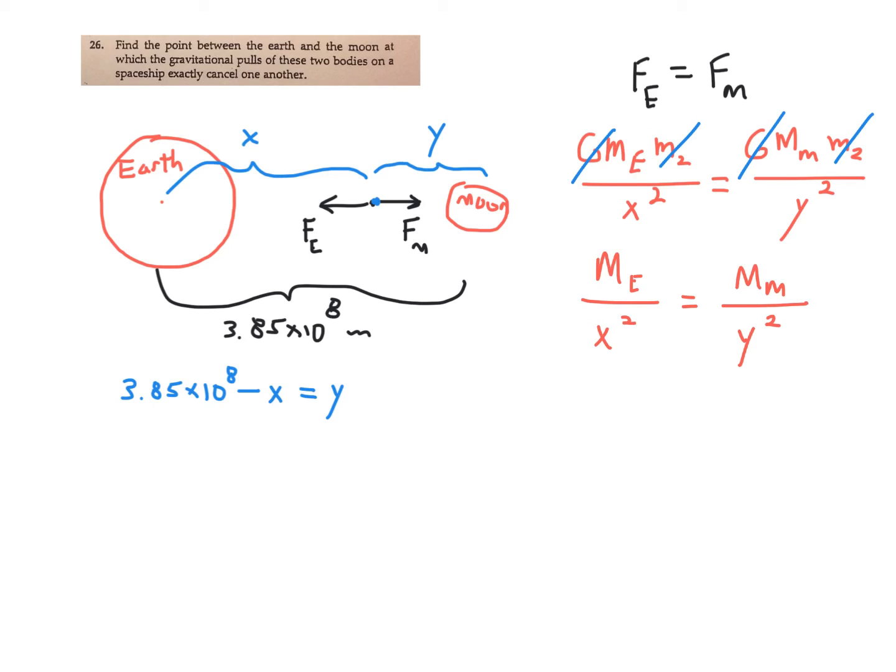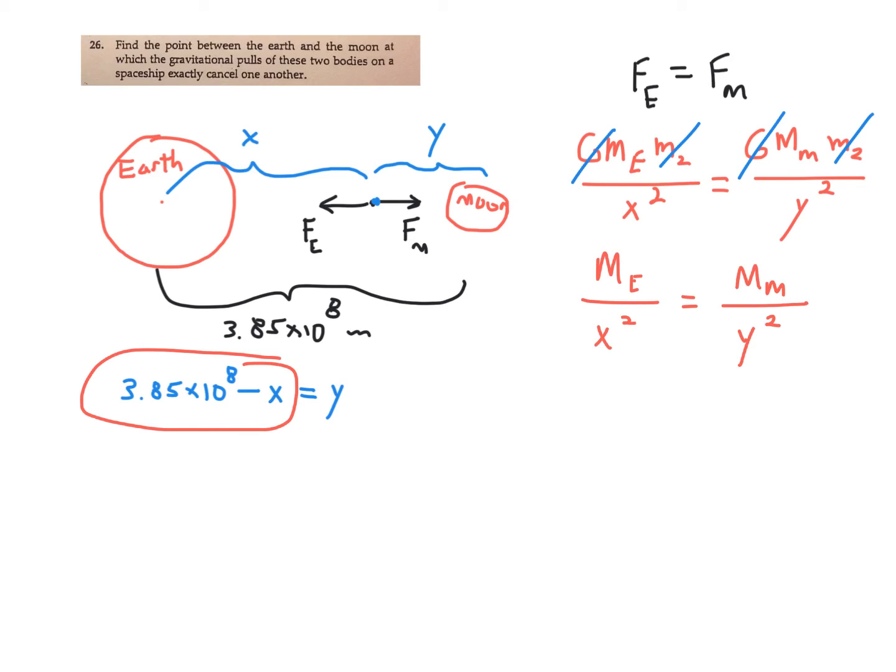To get rid of the y, I'm going to plug in the expression on the left here. I'm going to plug that in for y. So I'll have only one unknown because we're going to assume that we know the mass of the Earth and the mass of the Moon, which we do. Actually, the mass of the Earth is on your sheet. I'll give you the mass of the Moon as well. Those are known values. So the only unknown is going to be x.